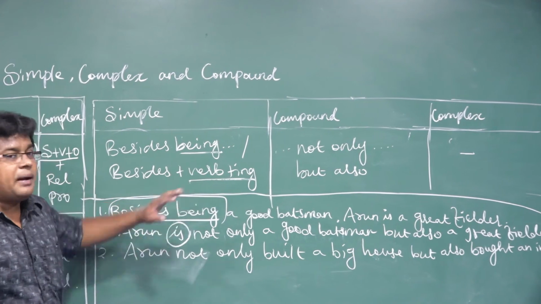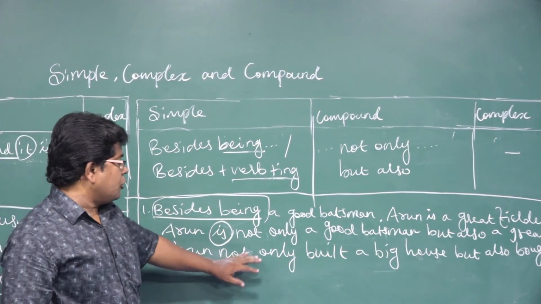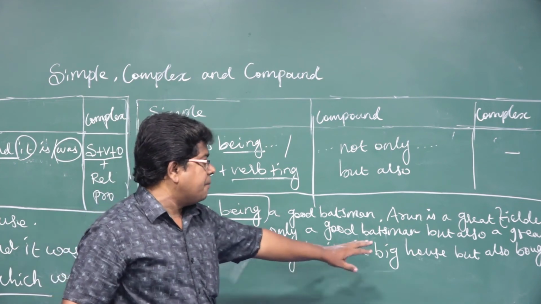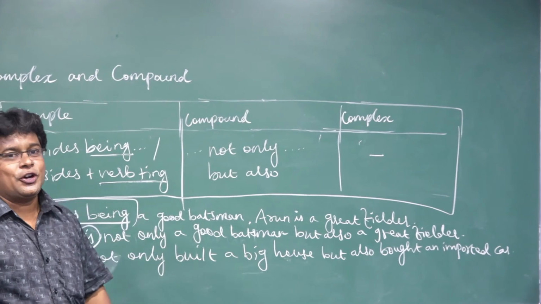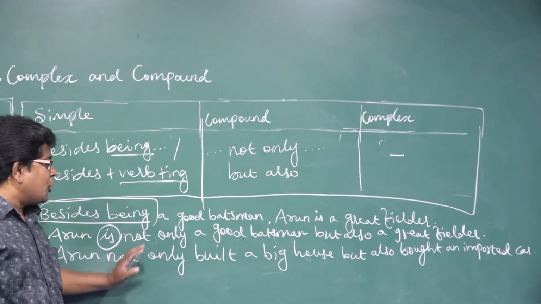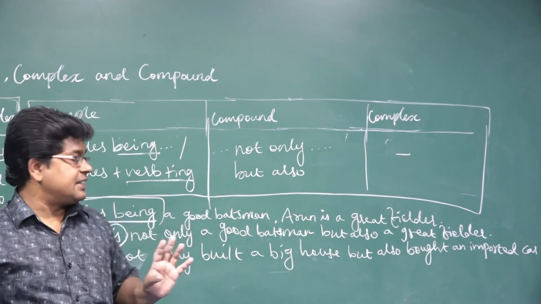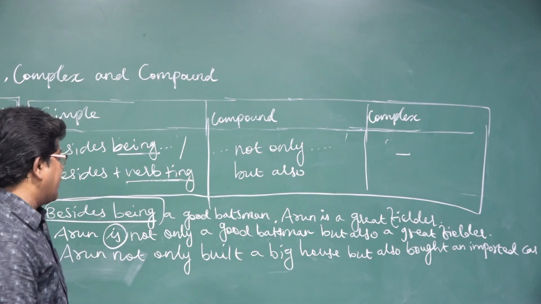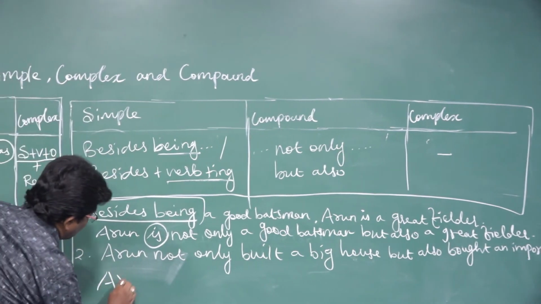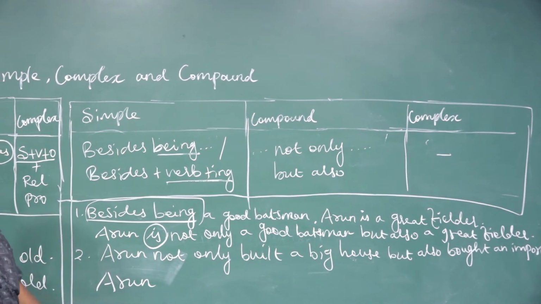See, by using verb plus ing: Arun not only built a big house, but also bought an imported car. What's the sentence? Arun not only built, build is present, built is past tense, built a big house, but also bought an imported car. How do you have to write it? You should not directly write Arun.